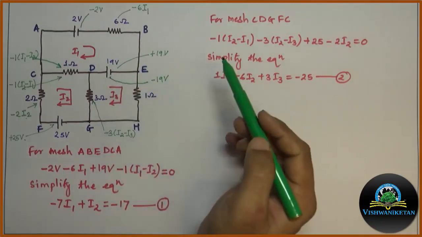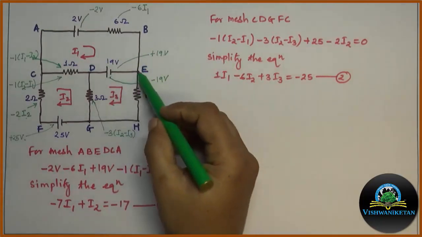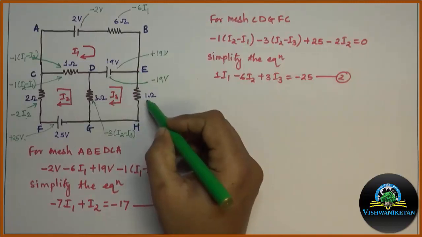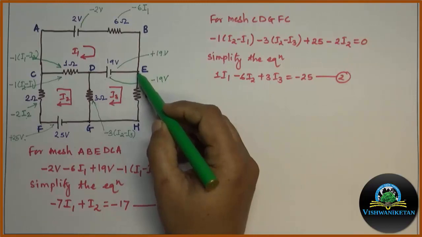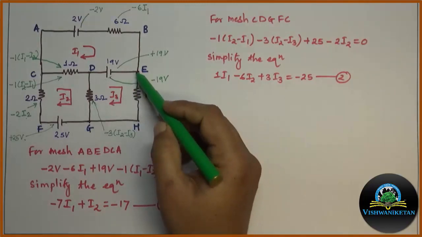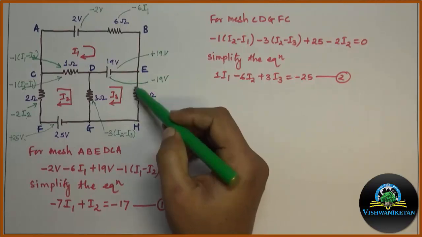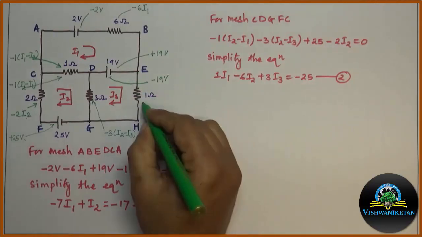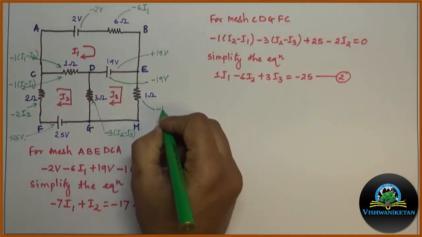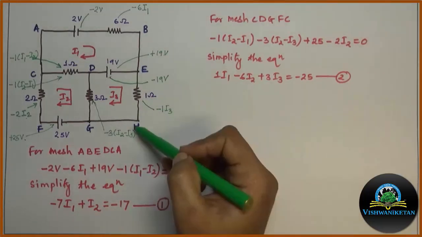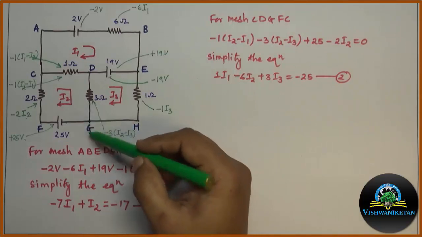So, minus 19. Next element is E to H. We have a 1 ohm resistor. The current flowing through the 1 ohm is I3. Now, the mesh direction is E to H and my current direction is also E to H. So, both directions are same. Hence, the voltage drop across the 1 ohm resistor will be minus 1 into I3. Then H to G, no element is there.